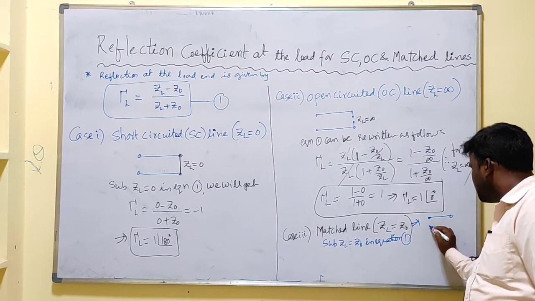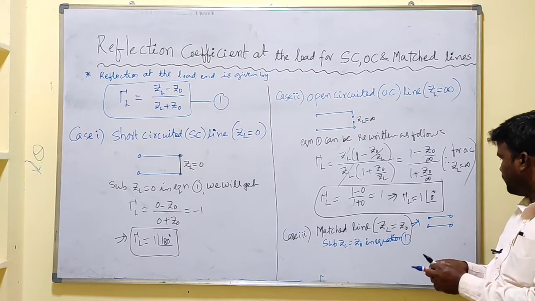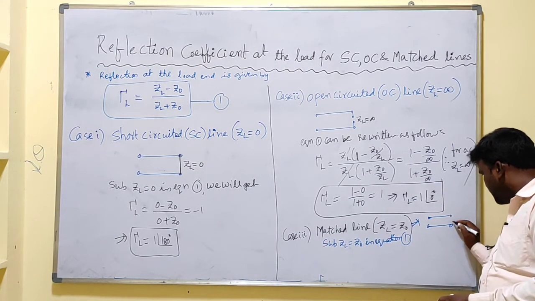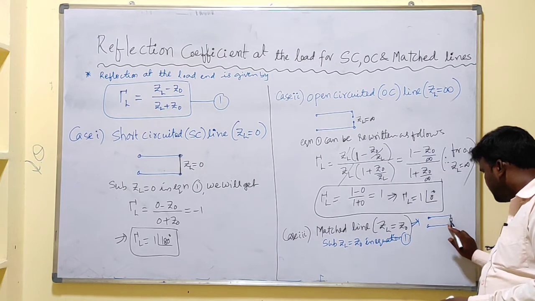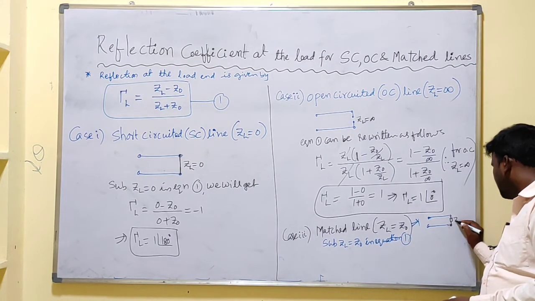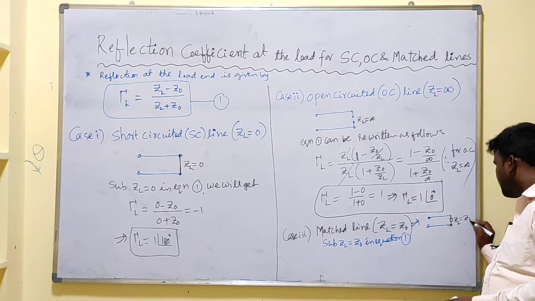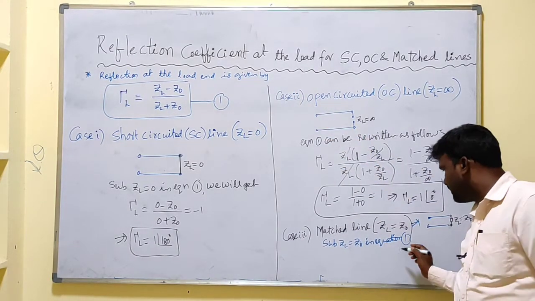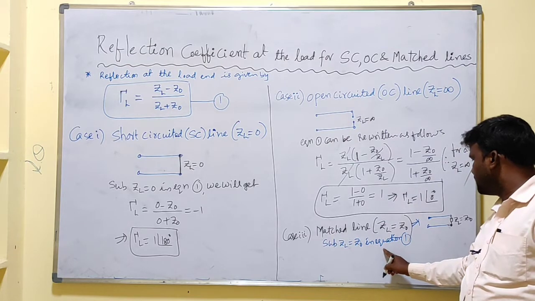That is, it is input end, it is load end. For this case, this is terminated with a load impedance of ZL, load impedance that equal to ZL equal to Z naught. Okay, now we need to substitute ZL equal to Z naught in equation 1.